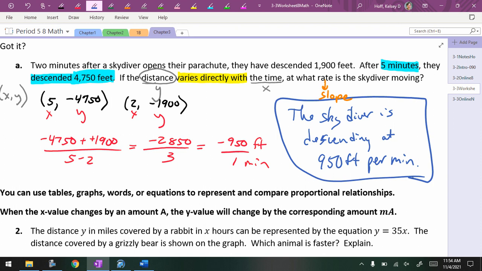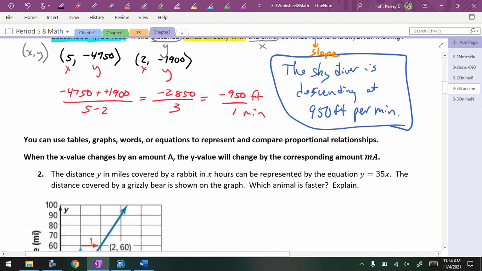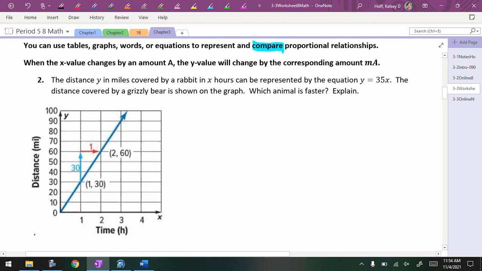So we've looked at a graph and how to find the slope, and we've looked at some sentences and found the slope. And now they're going to give us tables, words, graphs, or equations to represent them, but now we're going to compare. When you compare things, you tell me which one's larger, which one's smaller, which one's better, which one's worse.